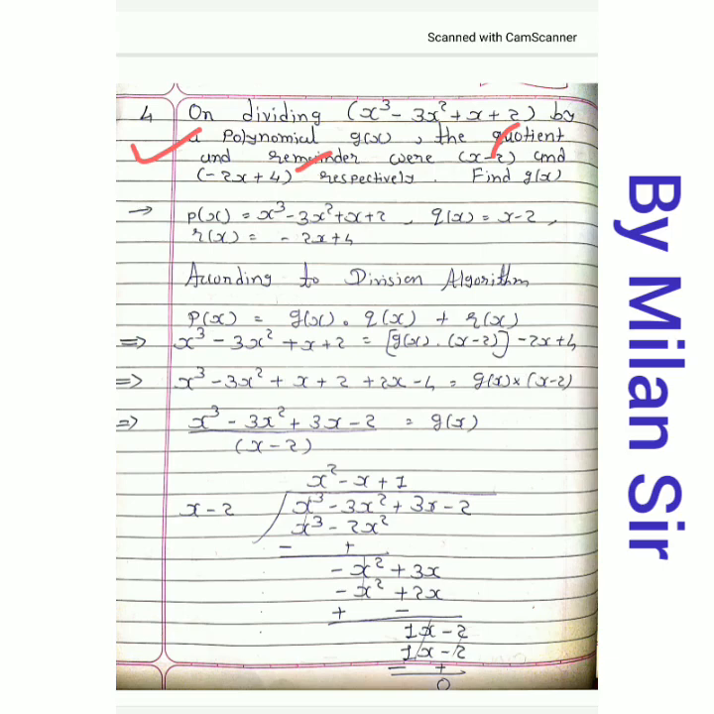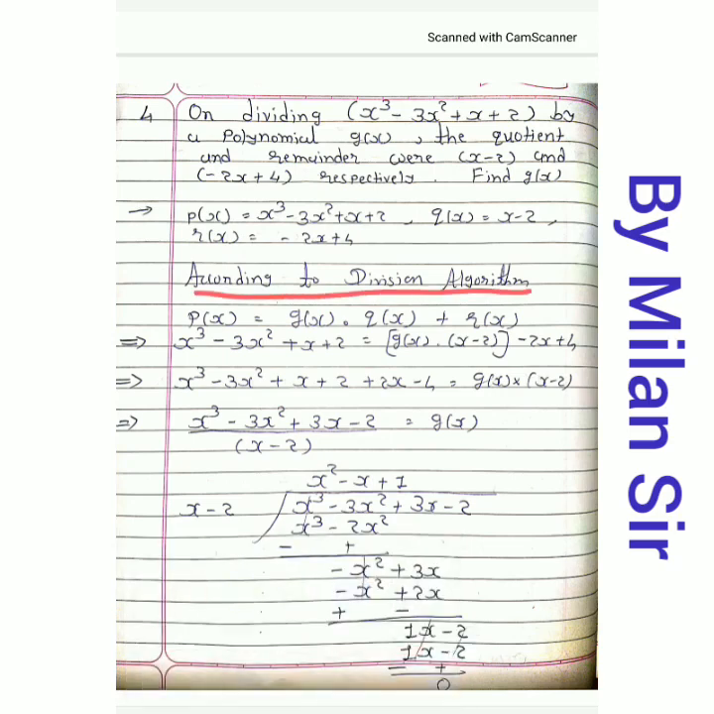Okay, p of x is also given. It is x cube minus 3x square plus x plus 2. So p of x is equals to x cube minus 3x square plus x plus 2. Our quotient q of x is equals to x minus 2 and our remainder r of x is equals to minus 2x plus 4. In division of polynomial, we note that total 4 things is there: p of x, g of x, q of x and r of x. If we know 3 things out of this 4, then we can find our 4th thing by using the division algorithm. Okay, so here we are using division algorithm.